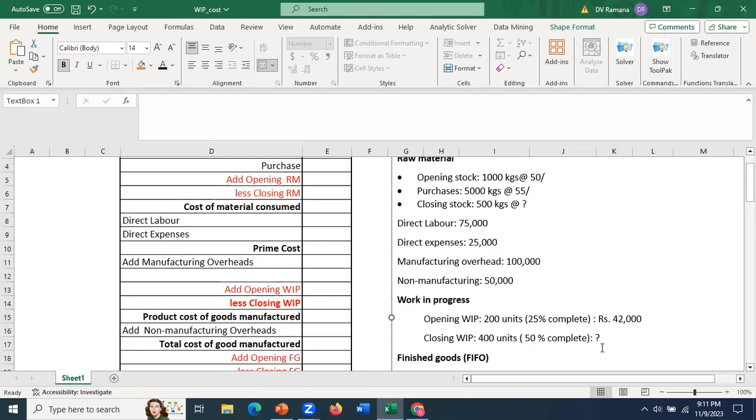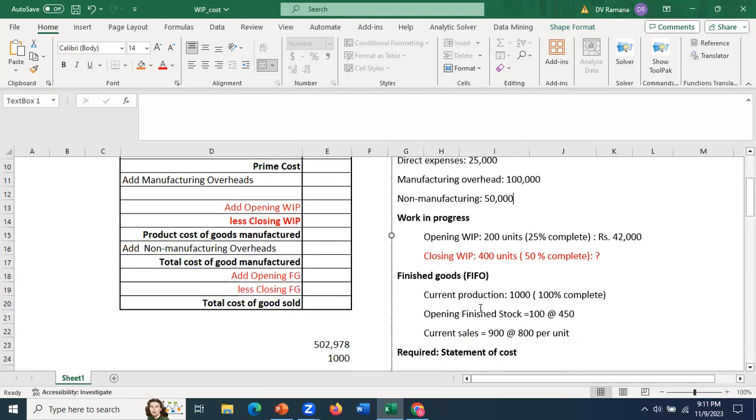So, but what is the value of that? What is the cost of that? That is the important question for this exercise: finding the value of the closing work in progress. But observe this, how much work has been done on these 400 units is 50%. And during the period, our current production is 1,000 units, 100% complete in every respect.